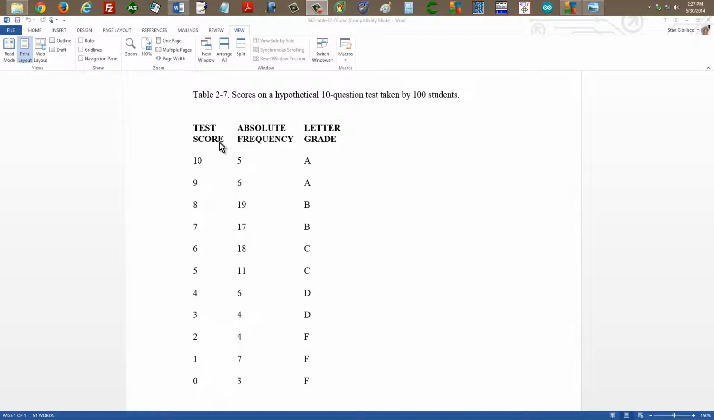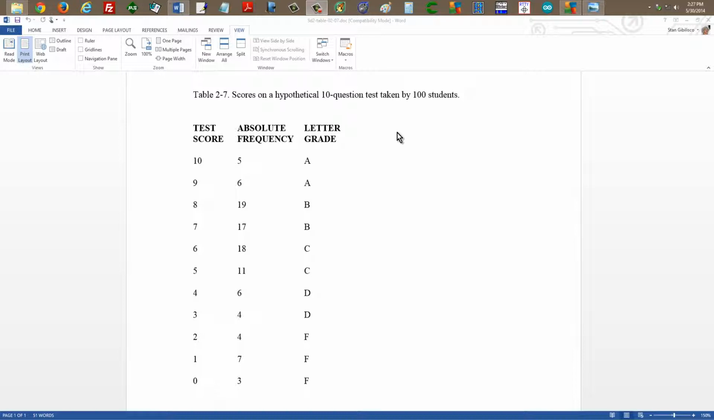Here's the test score. There are 10 questions on the test. So a student could get anywhere from 0 answers right to 10 answers right. 100 students took the test. Here are the results, the number of students who got each score. 5 students got a perfect 10, 6 got 9, 19 got 8, and so on down the line, and you as the teacher thereby invented your own little curve to grade them from A through F.